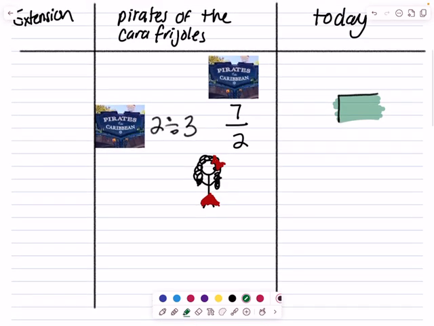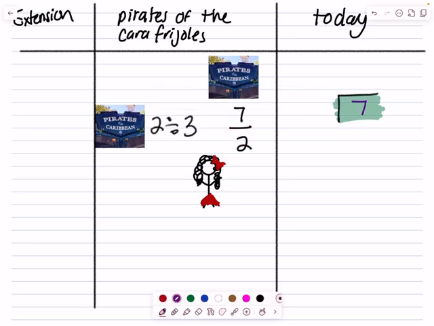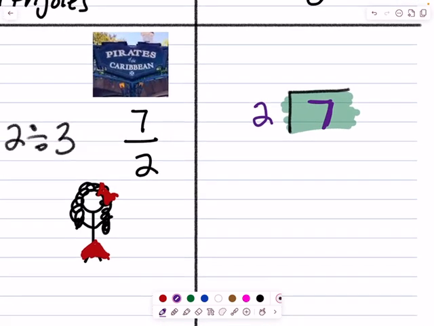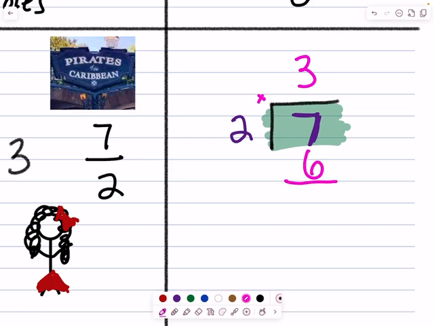So let's say we have 7 over 2, which is right here. And we're going to ask ourselves, if 7 over 2 is going to go to the Pirates of the Frijoles, who would go in the ride first? Oh, 7. So 7 goes in the boat. And who's patiently waiting outside? 2. Now I can divide. I ask myself, how many times can 2 go into 7? And the answer is 2, 4, 6, 3, because 3 times 2 is 6. And how many do I have left over?